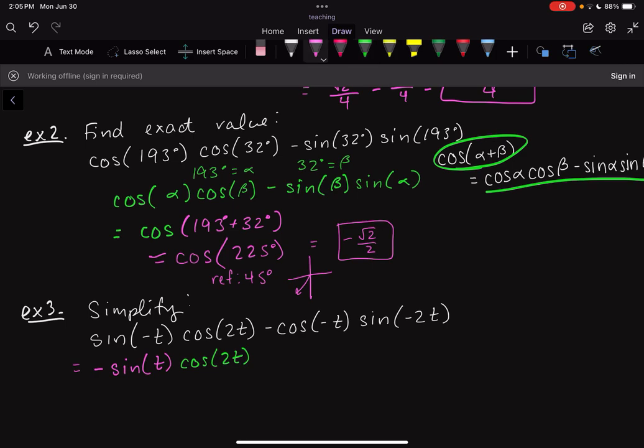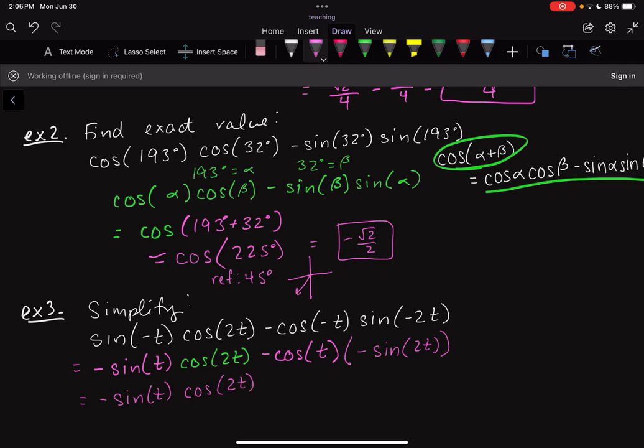So I didn't do anything with that. Minus cosine, the negative can just go away, so I just got rid of it. And then again with this sine over here, the negative can pull out to the front, so it'll be negative sine 2t. Then I'll just simplify, so I get negative sine t times cosine 2t.